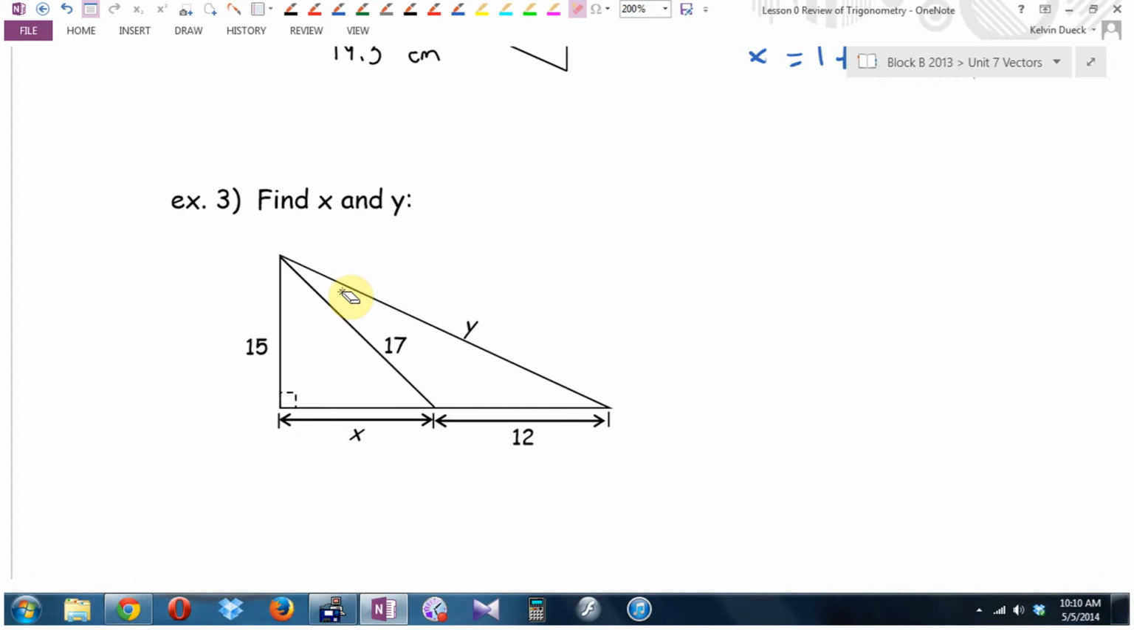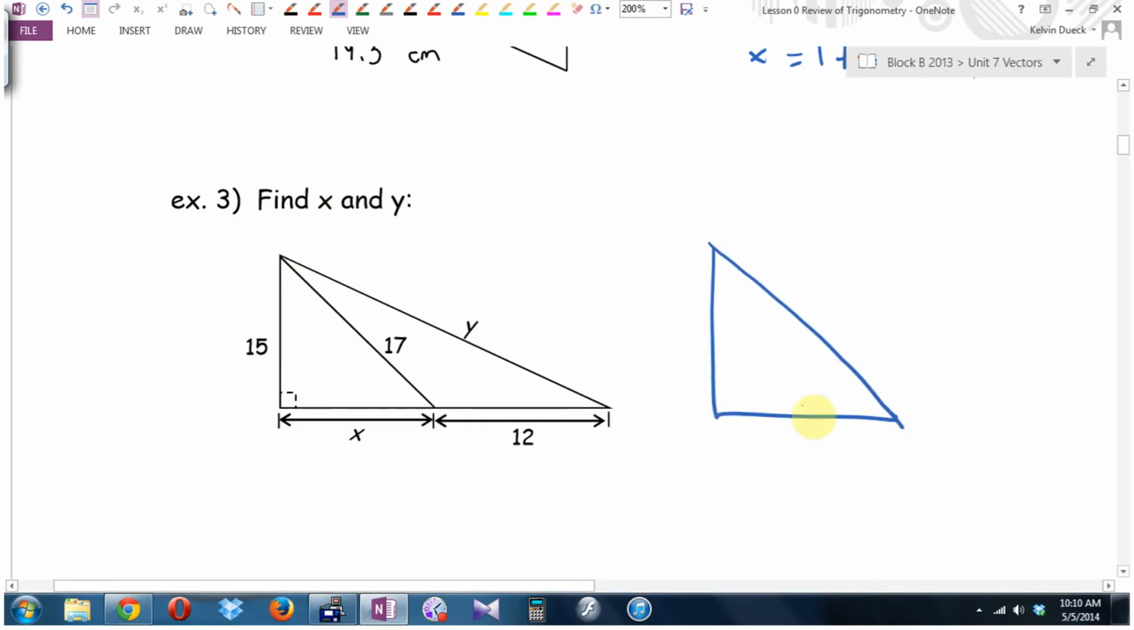Jake, what does it want me to find first? Oh, x. X is part of, can you see it? This triangle. You know what? I'll take 1 second and I'll quickly resketch this. 15, x, 17. Is that a right triangle? What squared plus what squared equals what squared?